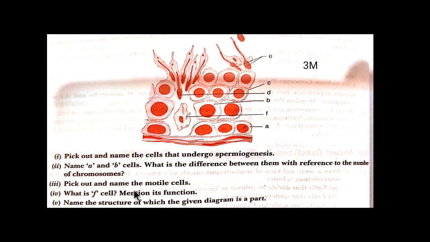Pick out and name the motile cell. So where is the motile cell? These are the motile cells. That means E is spermatozoa and they are the motile cells. What is the F cell? So F cell is the Sertoli cell and it provides nutrition to the germ cells. This will be the answer. Now name the structure of which the given diagram is a part. So this diagram is a part of the seminiferous tubule.